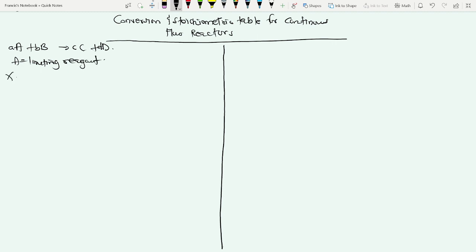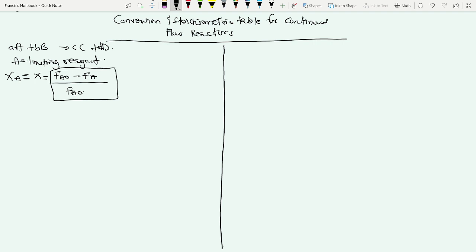Now the conversion of A becomes the conversion of the whole process, because A is our limiting reagent. So the conversion of A should be equal to the conversion of the whole process. And that should be equal to the initial flow rate of A minus the flow rate of A coming out, all over the initial flow rate of A. So now this becomes the conversion for a continuous flow reactor.